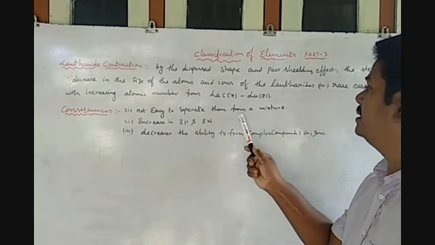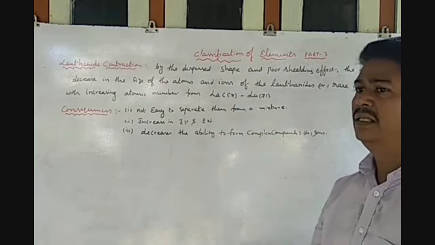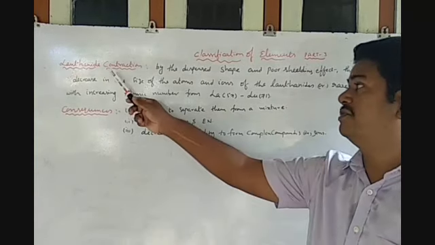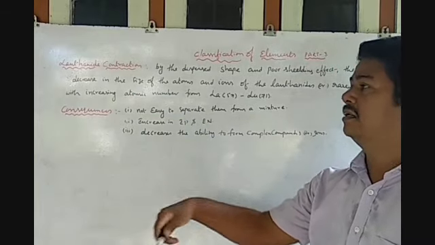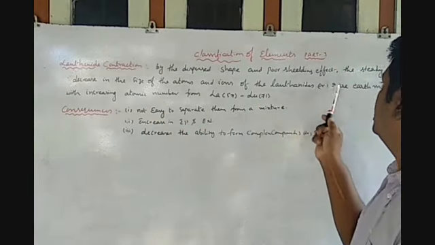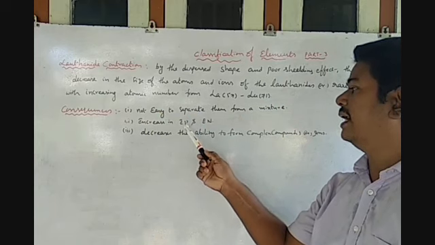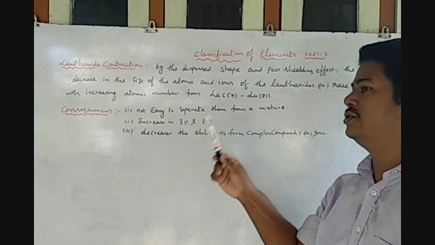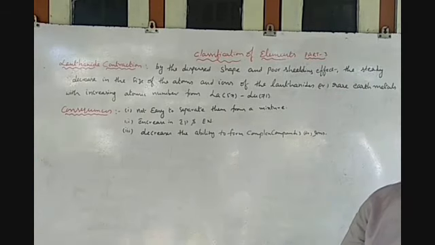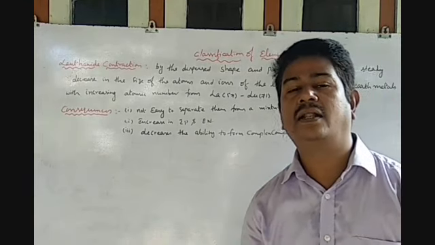It is not easy to separate them from a mixture. These elements from lanthanum to lutetium, which form mixtures, cannot be easily separated due to the lanthanide contraction. As the atomic number increases, the atomic radius decreases. That is why the ionization potential and electronegativity values increase, and the ability to form complex ions or complex compounds decreases. These are the consequences of the contraction of the lanthanides.